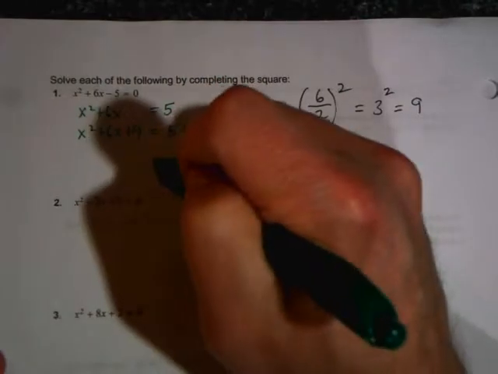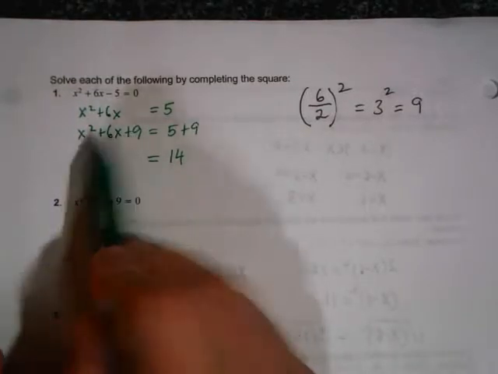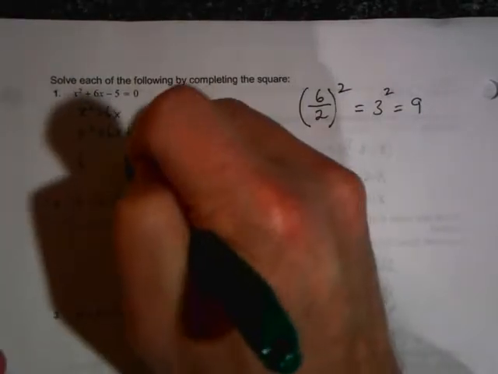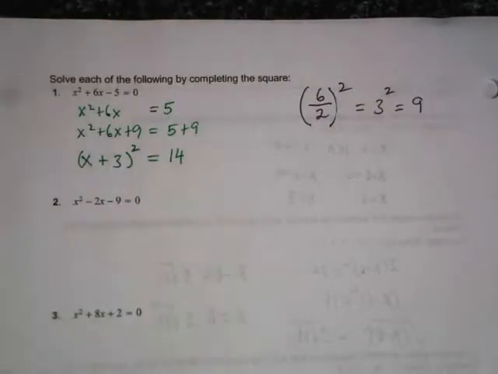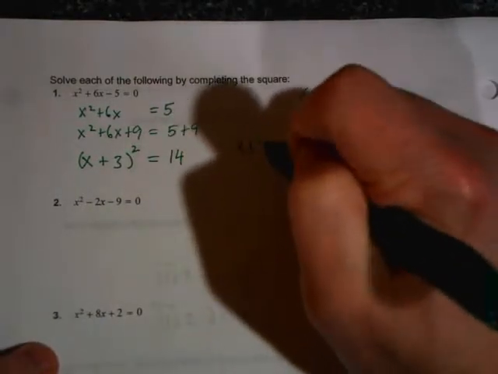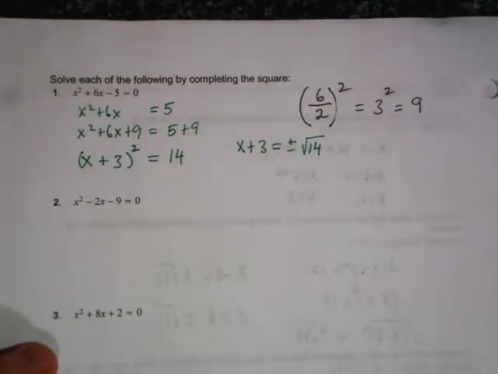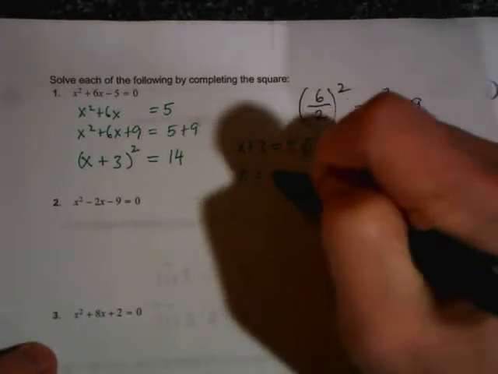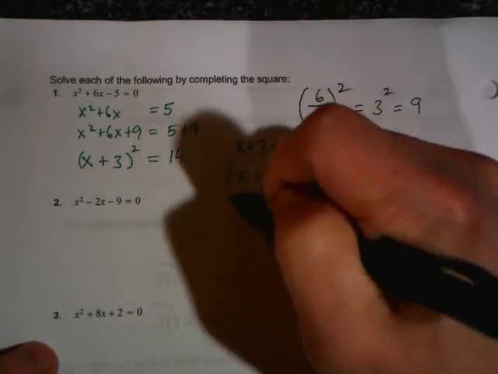The right-hand side is very easy. It's 14. The left-hand side, this now should factor, and you can try it. You'll find it has to be x and x, and 3 and 3. So I'm going to write it as x plus 3 squared. Alright, square root both sides. X plus 3 equals plus and minus square root of 14. So x is negative 3 plus and minus square root of 14.